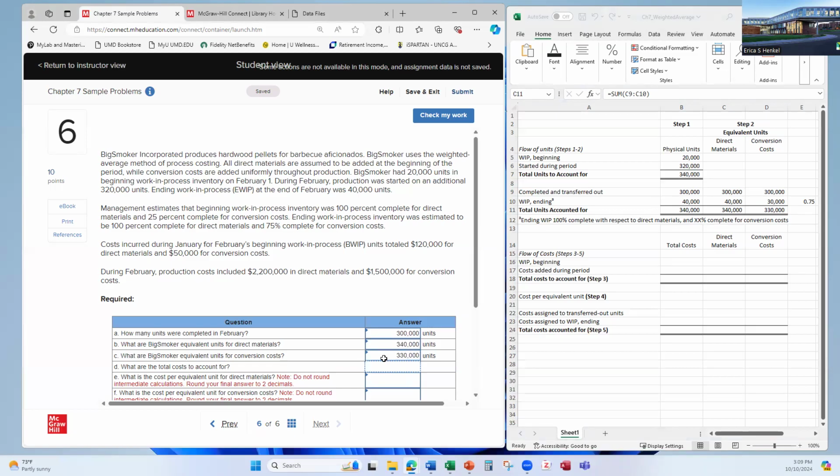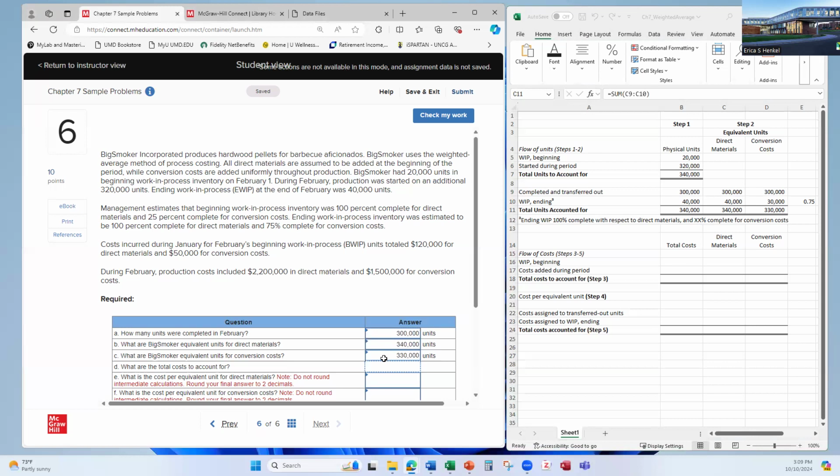And then the total costs that we are going to account for. Now we need to accumulate the costs. So the beginning units that we had, let's see here.